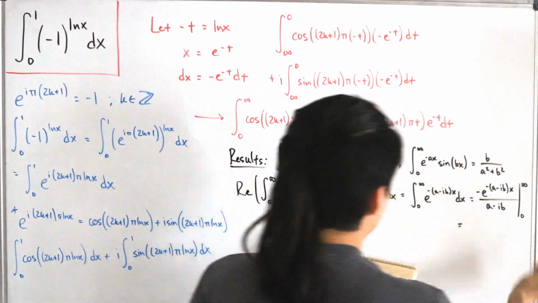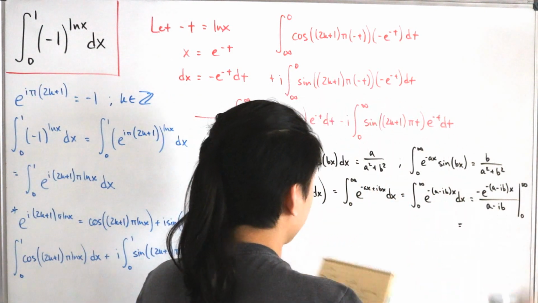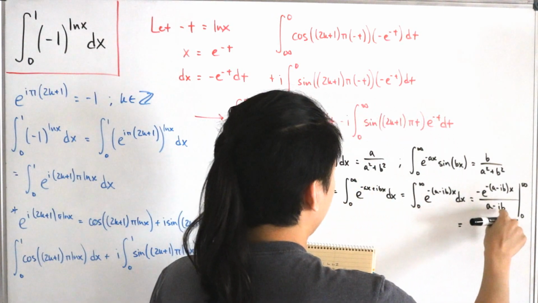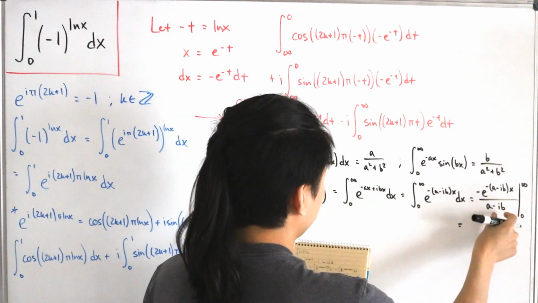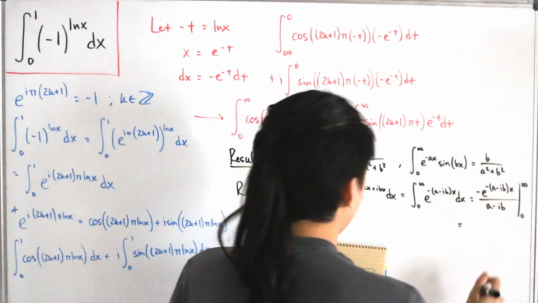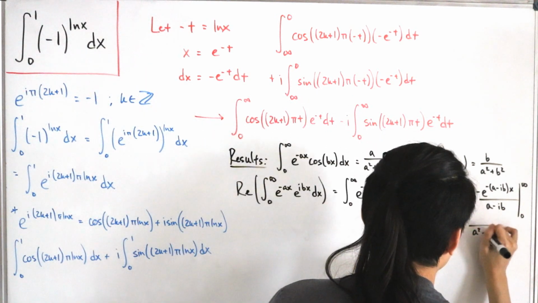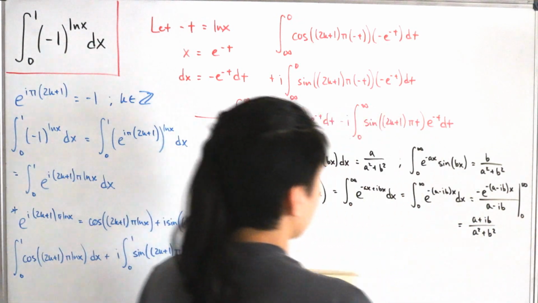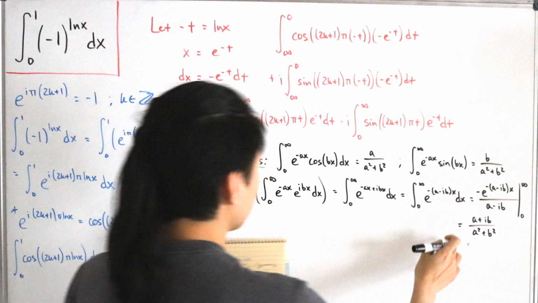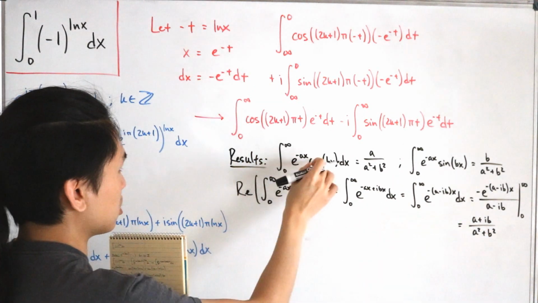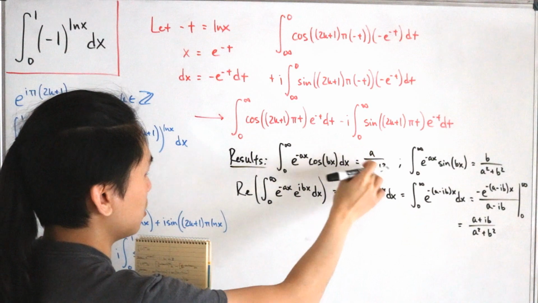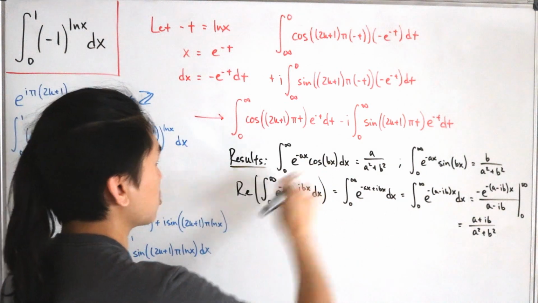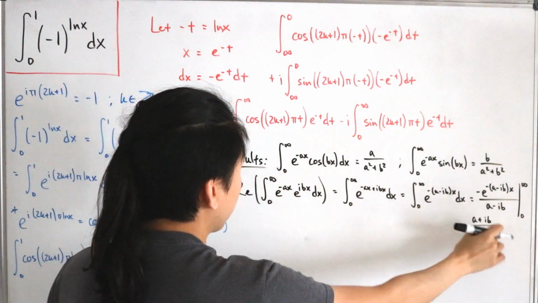And so we have 1 divided by a minus i times b, but let's fix that and put this in the form of multiplying by its conjugate. So if I do a plus ib and multiply the denominator, that becomes a squared plus b squared on the denominator, and that leaves us with a plus i times b. So if we take the real part, we get a divided by a squared plus b squared. If we take the imaginary part, the part associated with sine, we get b divided by a squared plus b squared.